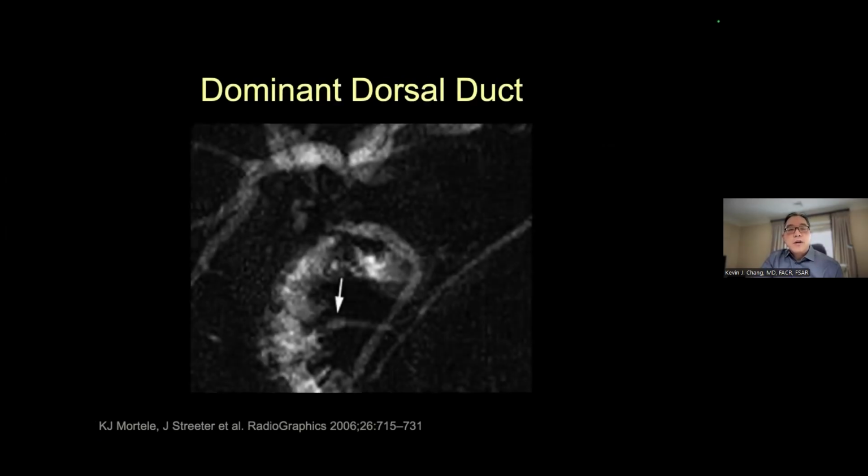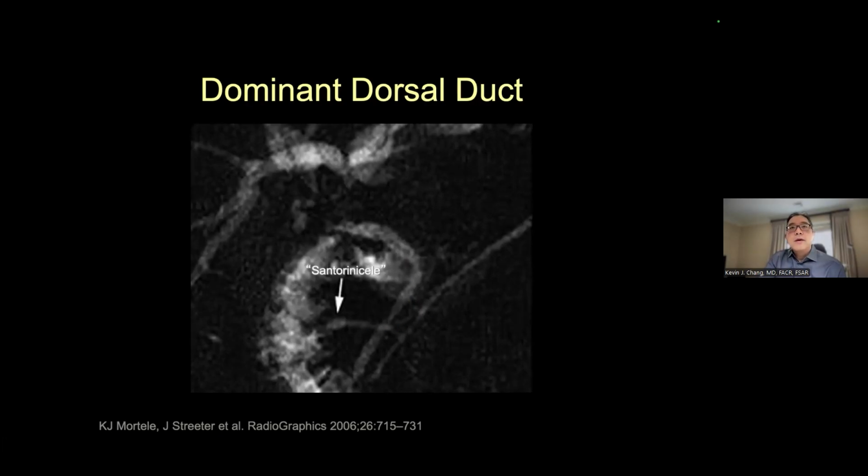There is a variant of the divisum called the dominant dorsal duct. So you may have what looks like conventional anatomy, but if the majority of the drainage ends up happening via the duct of Santorini rather than the duct of Wirsung, then functionally it may behave more like a pancreas divisum rather than just conventional ductal anatomy. Rarely, I guess, some of these patients can have recurrent pancreatitis, in which case a dominant dorsal duct syndrome may be present.